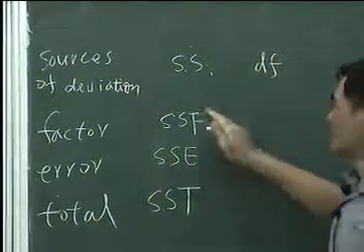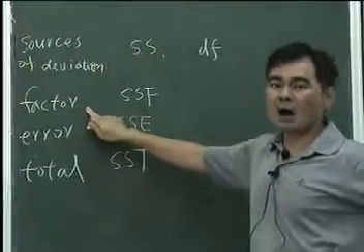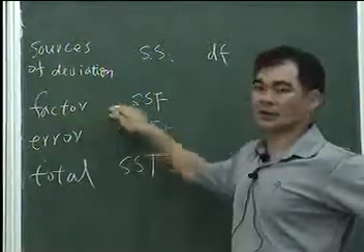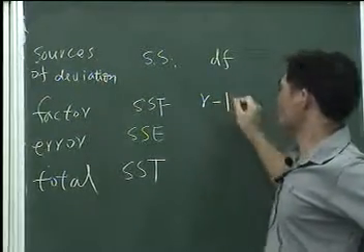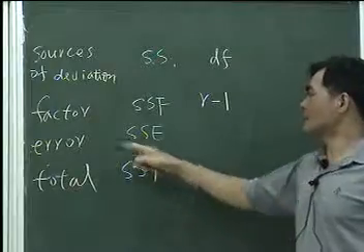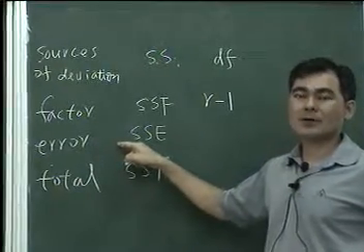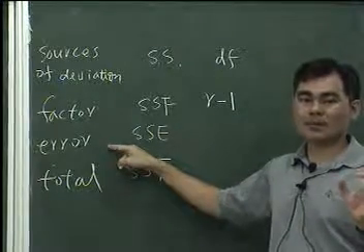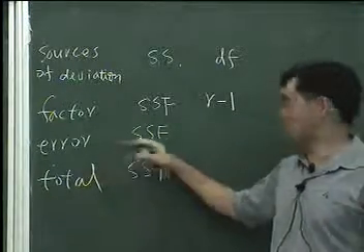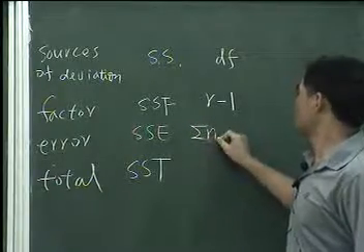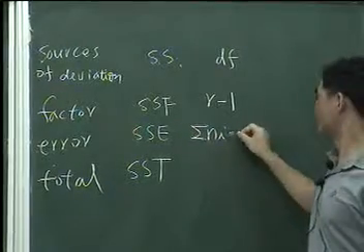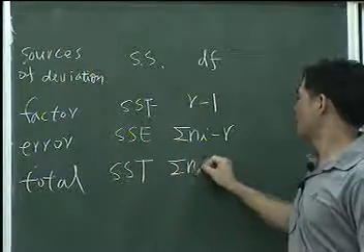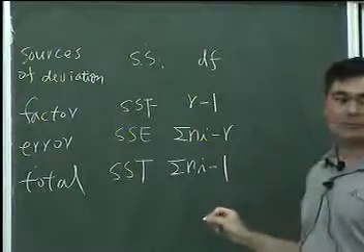Degrees of freedom, usually we say we have R machines, right? And so the degrees of freedom for the factor is R minus 1. And here we are looking within the machines, but we have R machines, so actually we are looking at all of the samples, but with respect to R machines. So the degrees of freedom is summation Ni minus R, okay? And then for the total it is summation Ni minus 1, okay?